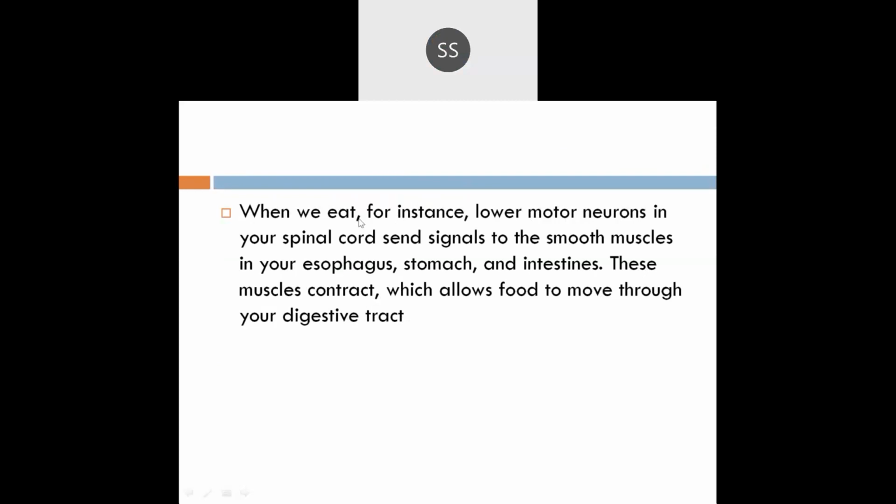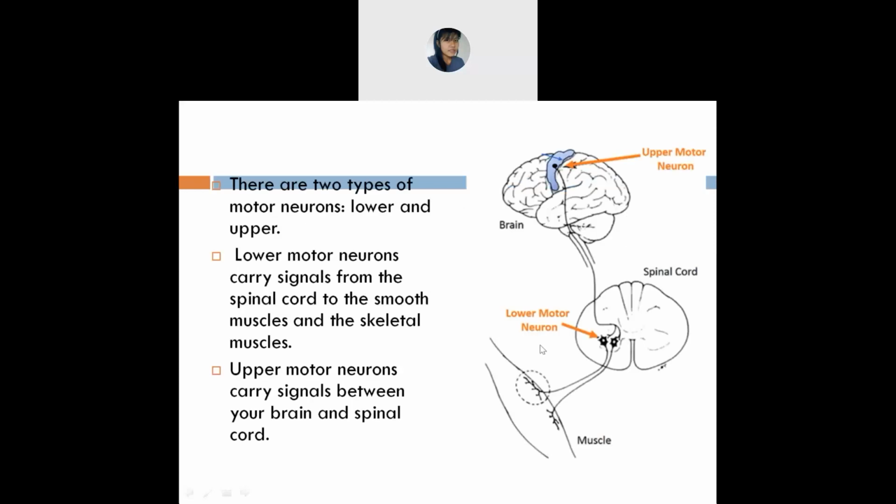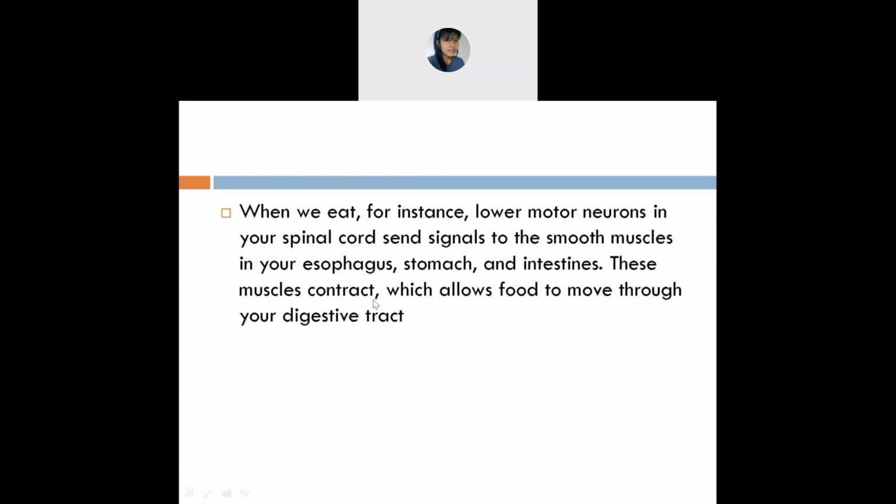Okay, so this is the example of the smooth muscle. So what happens here? Suppose you eat something, what happens? When you eat, for instance, what happens? The lower motor neurons. Let me show you again. So this is the lower motor neurons, no? So what happens to the lower motor neurons? The lower motor neurons send signal to your spine, and later on what happens?